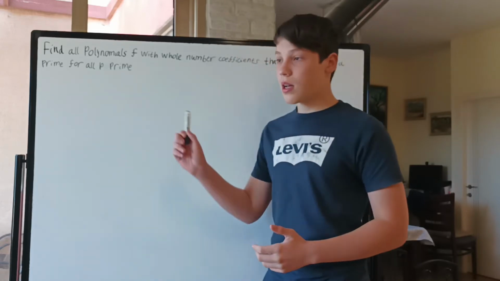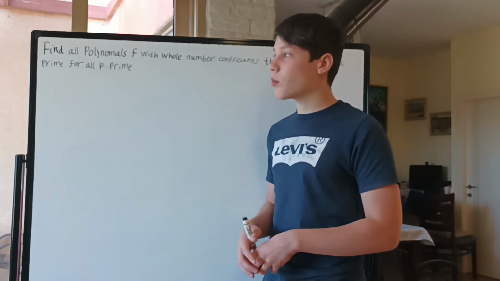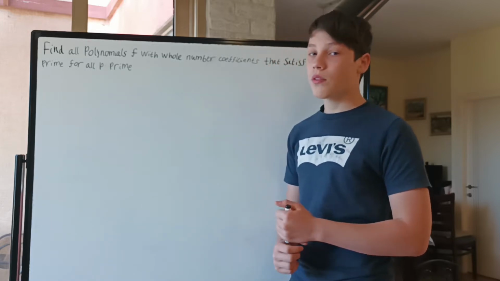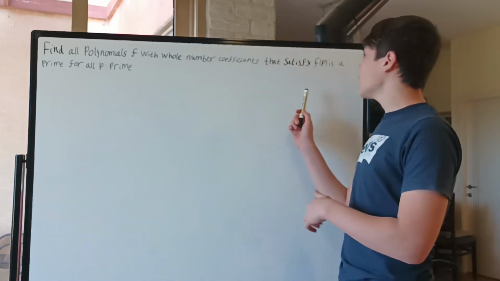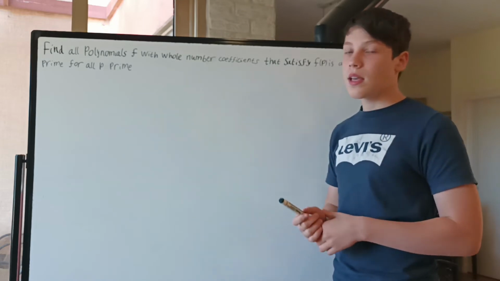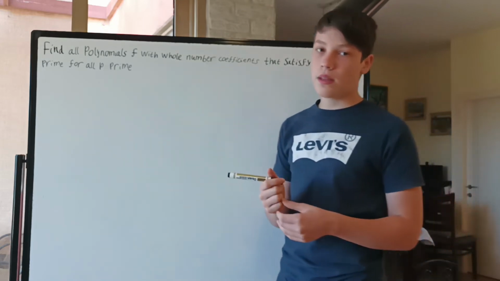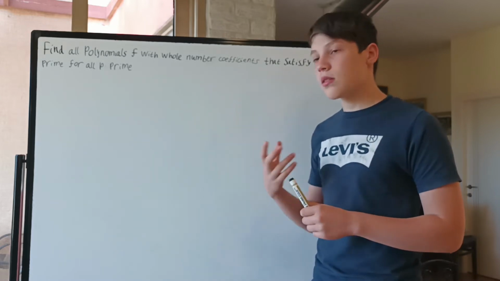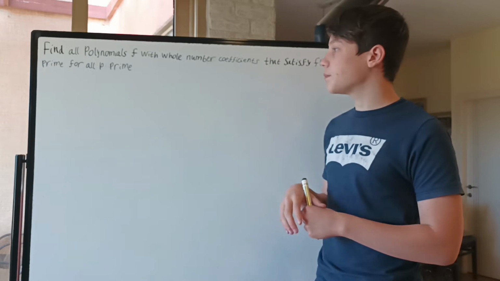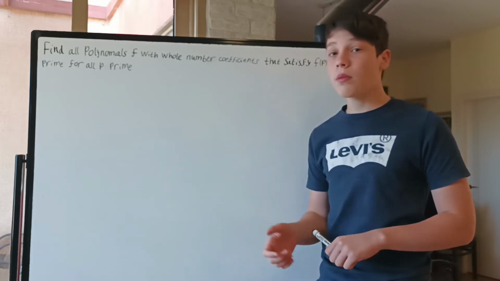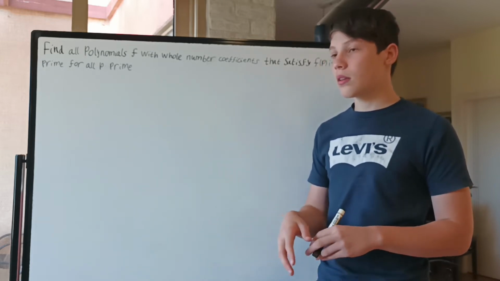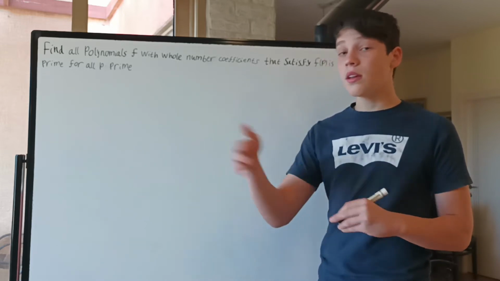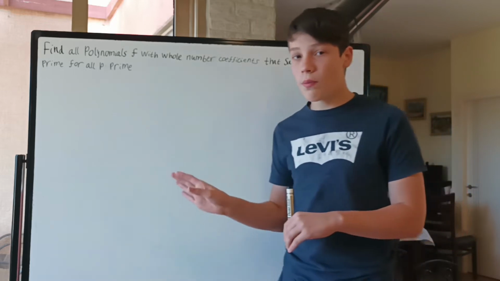Today we're going to solve this problem that I came up with. We need to find all polynomials f with whole number coefficients that satisfy that f of p is a prime number for all p that are prime numbers. All we know is that f has whole number coefficients and that f of 2 is a prime number, f of 3 is a prime number, f of 5, f of 7, 11, 13, 17, all the primes.